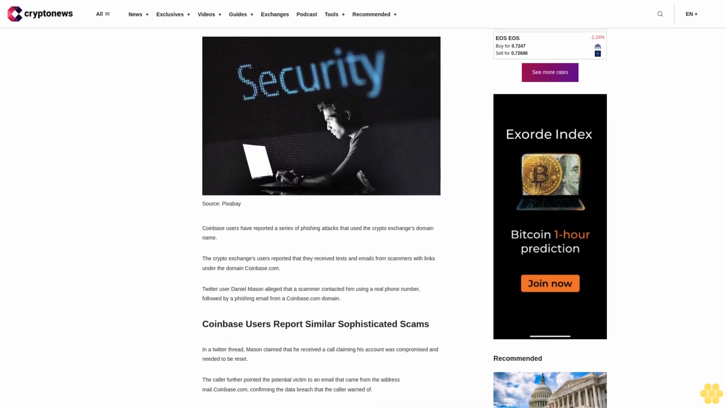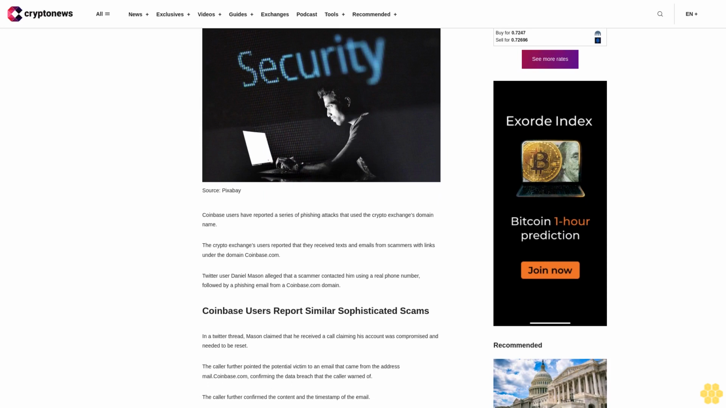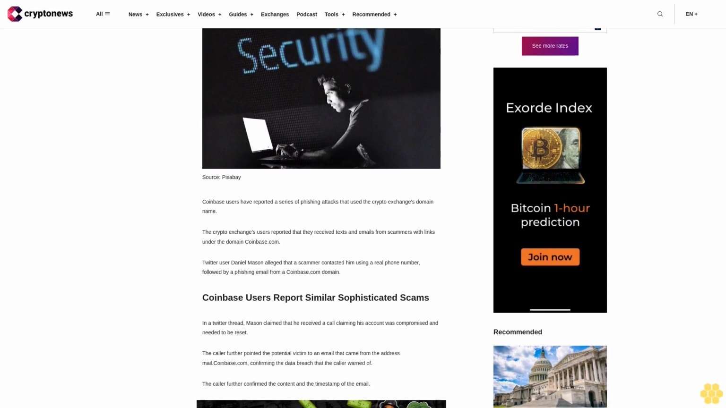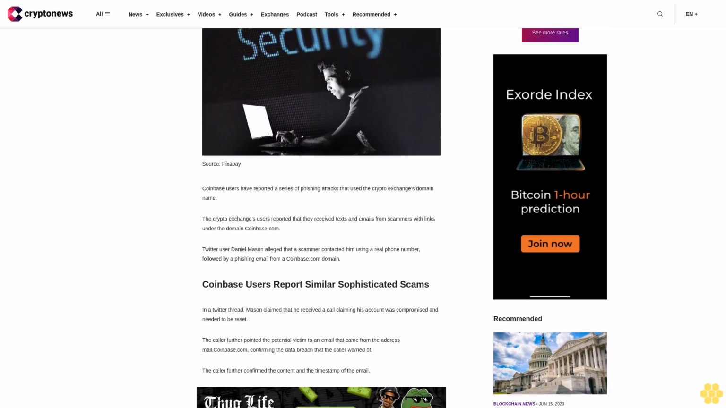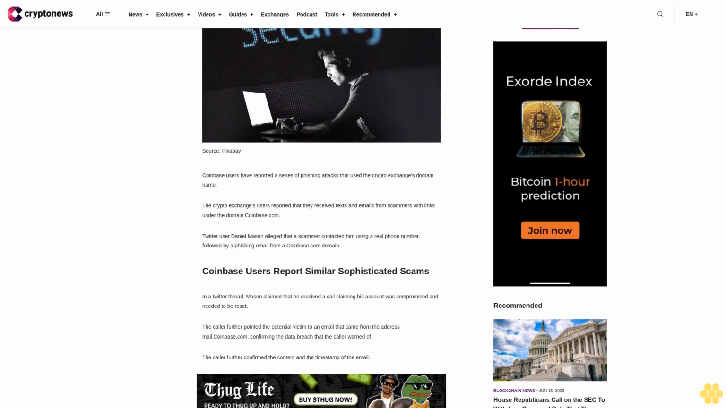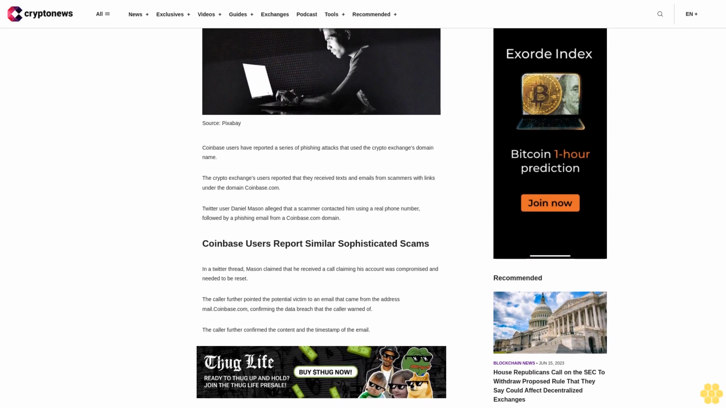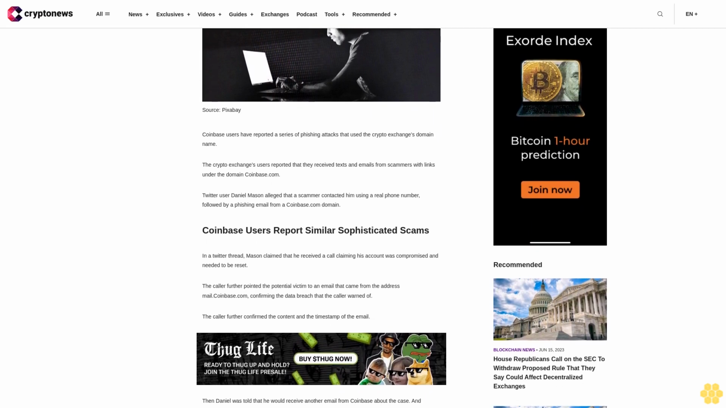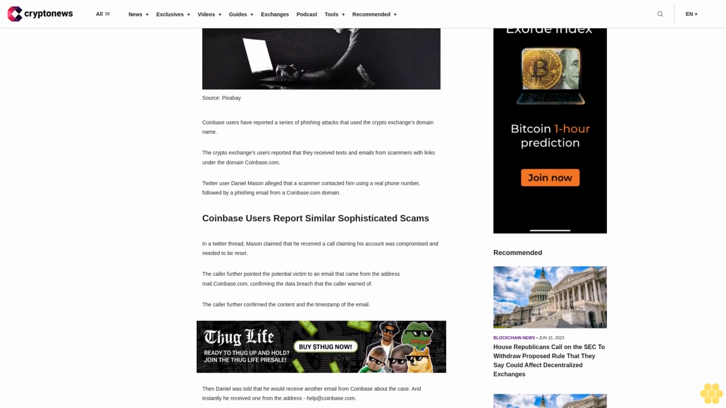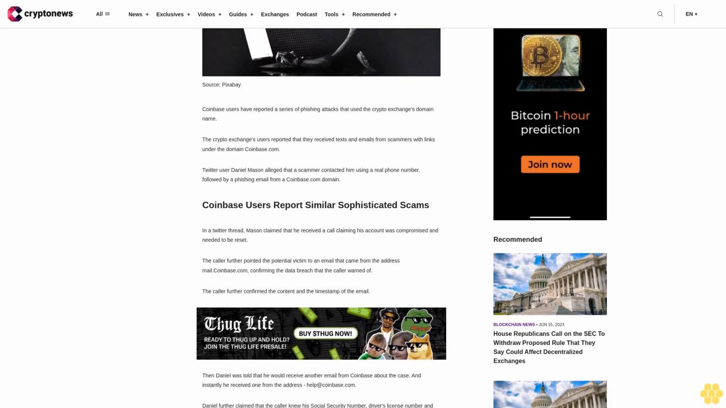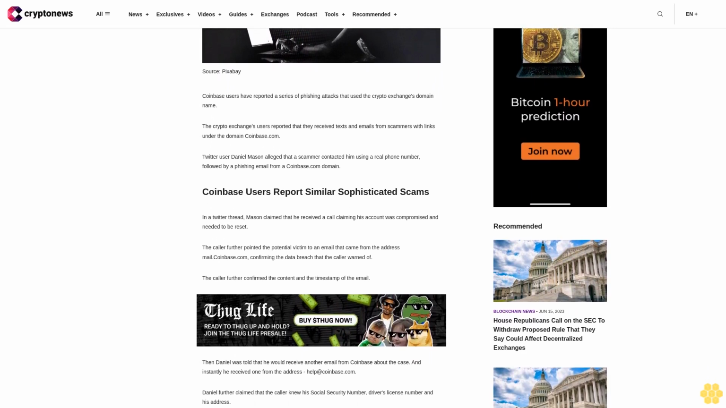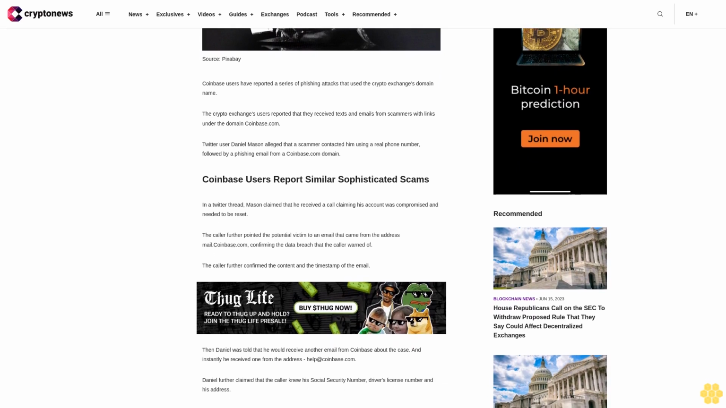Twitter user Daniel Mason alleged that a scammer contacted him using a real phone number, followed by a phishing email from a coinbase.com domain. Coinbase users report similar sophisticated scams. In a Twitter thread, Mason claimed that he received a call claiming his account was compromised and needed to be reset. The caller further pointed the potential victim to an email that came from the address mail@coinbase.com, confirming the data breach that the caller warned of.